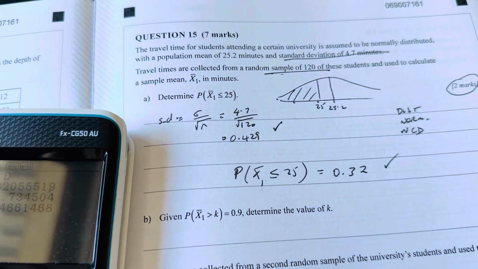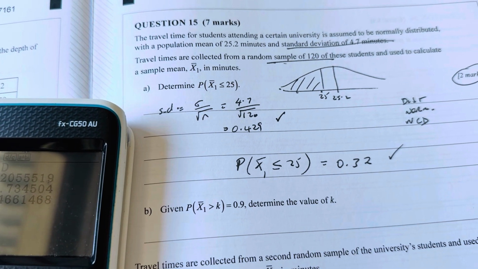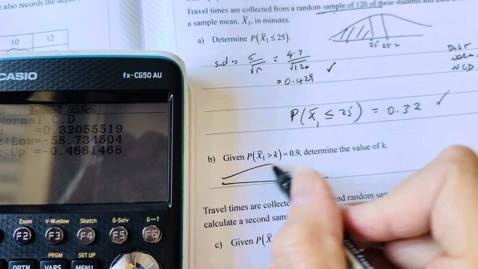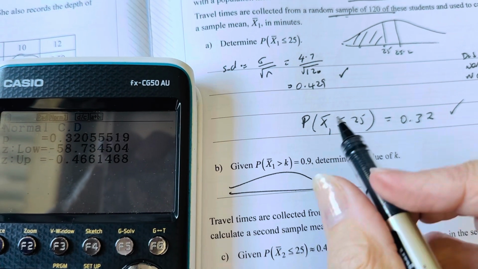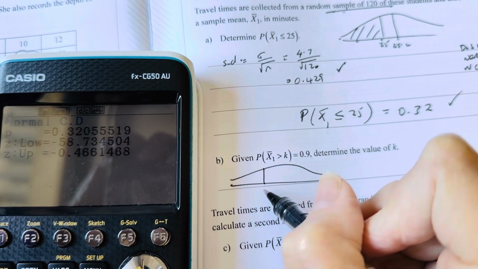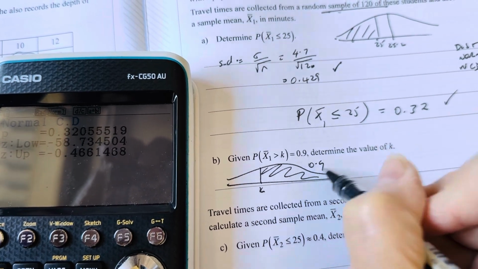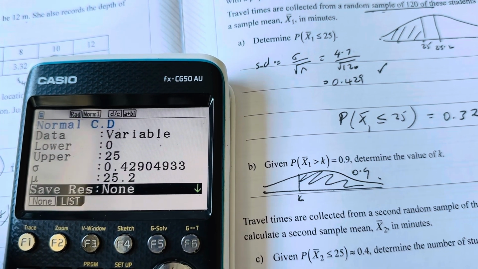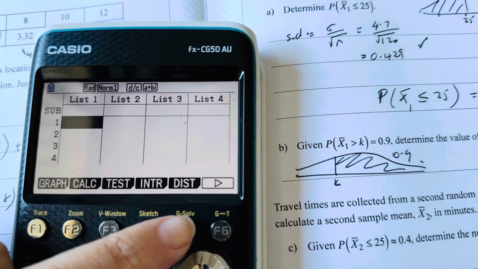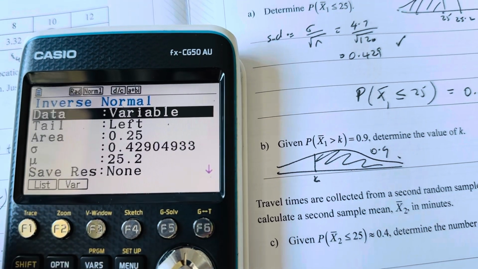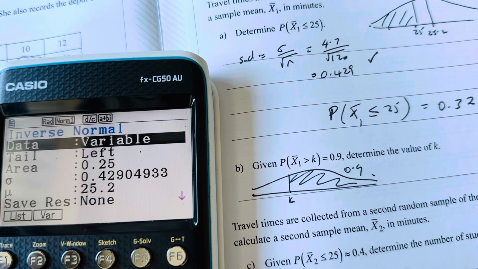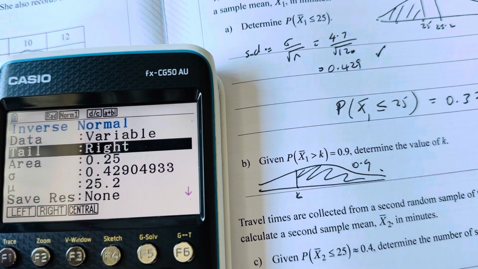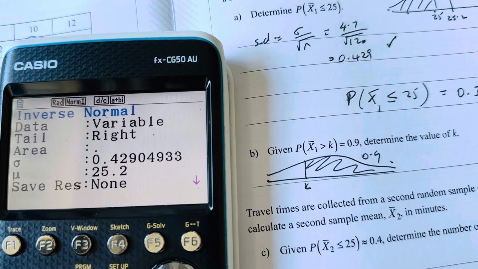Given that the probability x̄ bigger than or equal to k equals 0.9, find k. I'm a picture person. So we're actually looking at bigger than k. So some k here, this is 0.9. So we're going to go back to our stats distribution, still normal, but we're doing an inverse, aren't we? Now, which way is our tail going? Our tail is on the right is what we want. So I'm going to go down here, I'm going to go right tail. The area I want is 0.9.